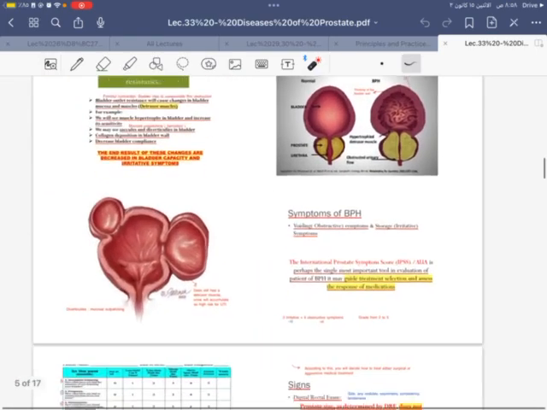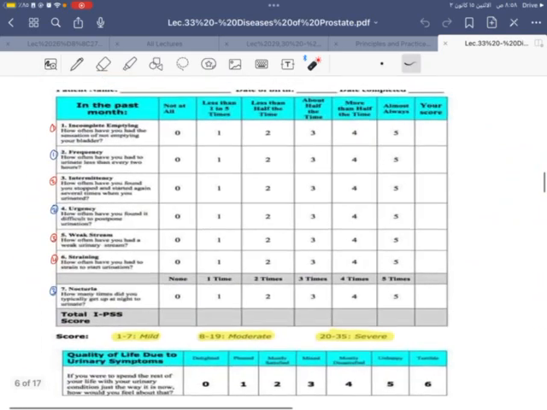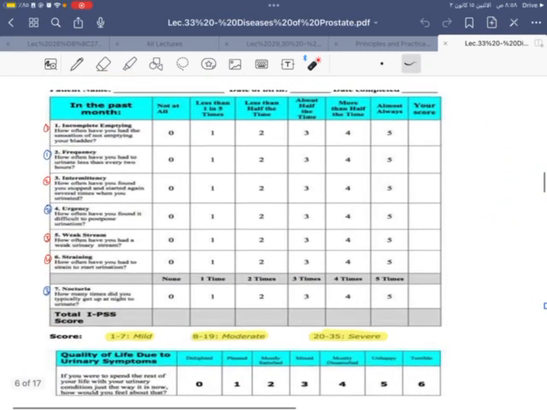This table is composed of 4 obstructive symptoms and 3 irritative. The obstructive symptoms are incomplete emptying, intermittency, straining, and poor stream, in the last 1 month. Then 3 irritative symptoms: frequency, urgency, and nocturia. For each item, you have to give points from 0 to 5, grading. The total score, the maximum is 35 and the minimum is 0.